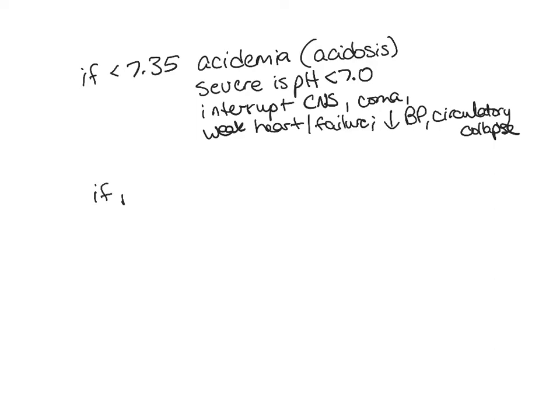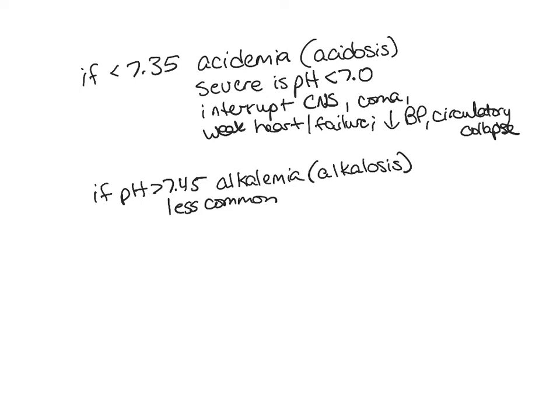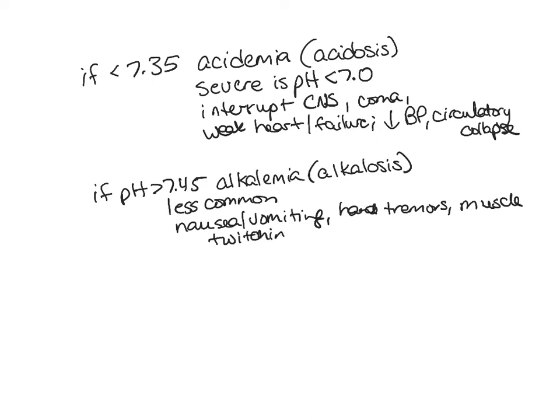If the pH in the blood is above 7.45, that's called alkalemia, and the person would be in the state of alkalosis. This is less common than acidosis. A person might experience nausea and vomiting, hand tremors, muscle twitching, and tingling in the extremities and face.